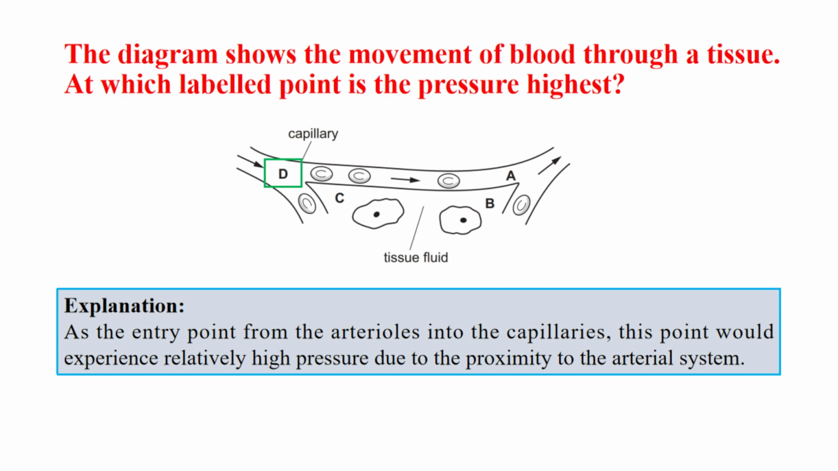To summarize, since blood enters through point D and this is the closest point to the arterial pressure, point D has the highest pressure among the labeled points. Therefore, the correct answer is point D.